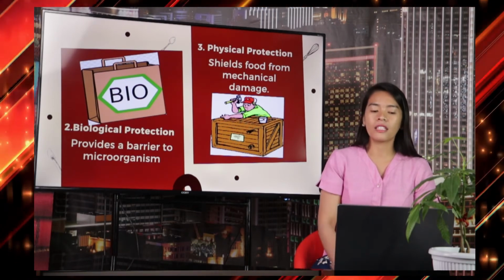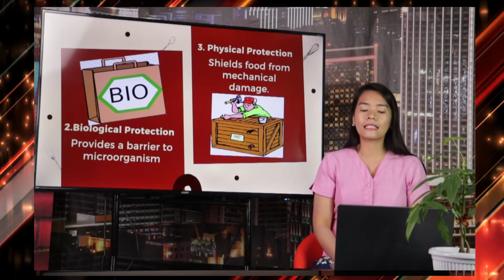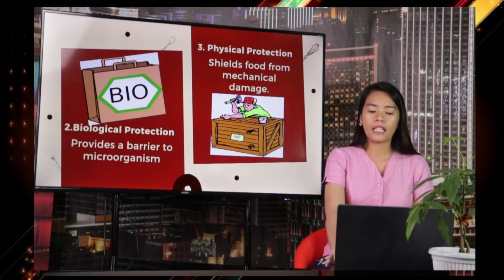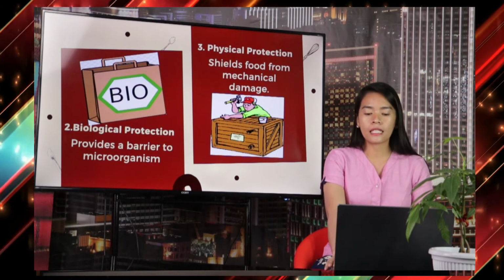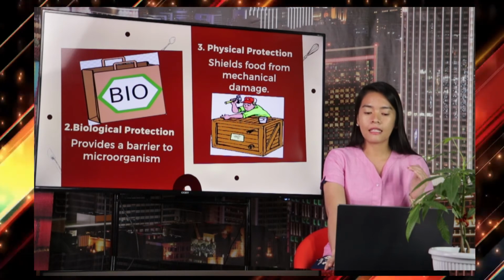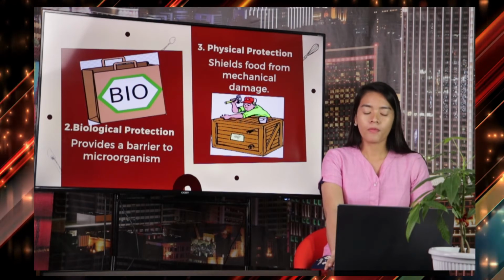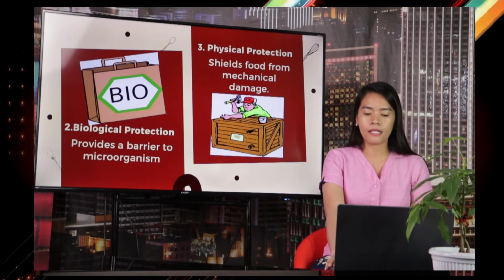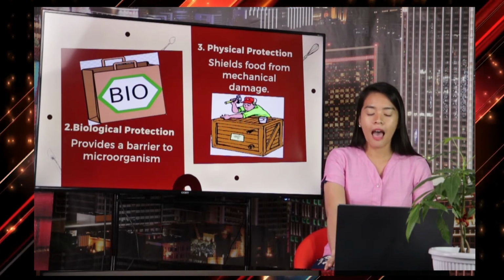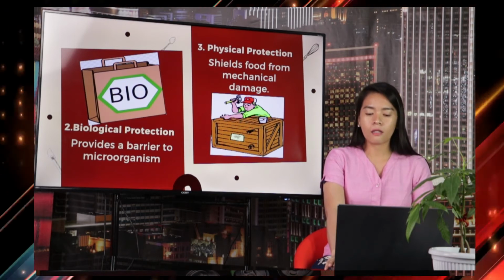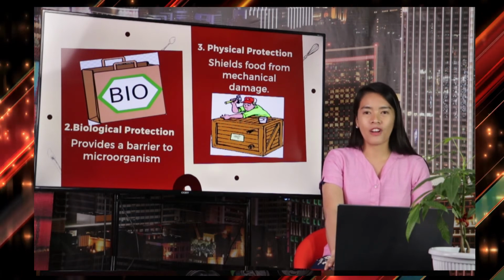And last is we have the physical protection, which shields food from mechanical damage. It includes cushioning against the shock and vibration encountered during distribution. So typically, this is developed from the paperboard and corrugated materials. Physical barriers resist impacts, abrasion, crushing damage. So they are widely used as shipping containers and as packaging for delicate foods such as eggs and fresh fruits.